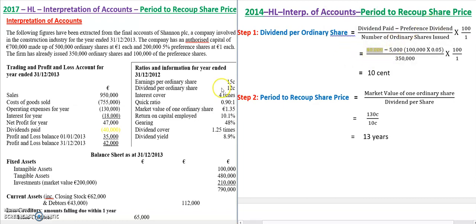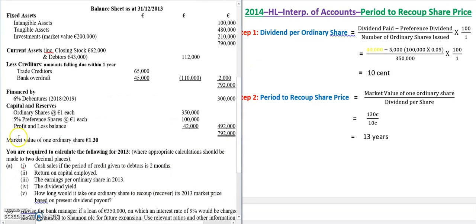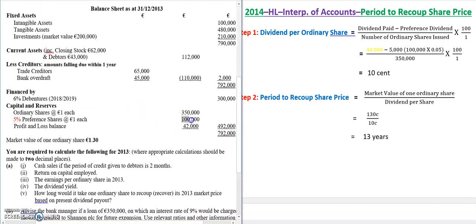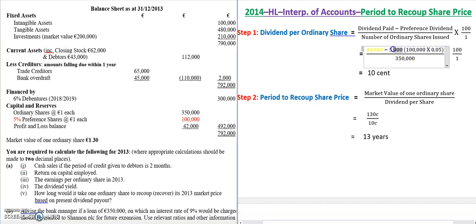Minus our preference dividend. So this is where we have to go to our balance sheet. And you can see it's 5% preference and 100,000. So we do 100,000 multiplied by 5%, so it's 0.05, and that gives us 5,000 euro.